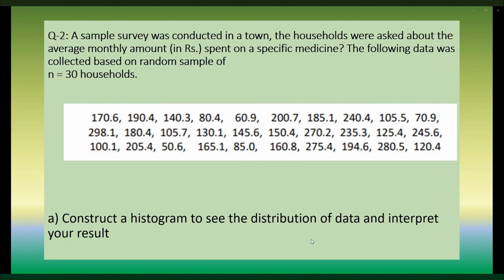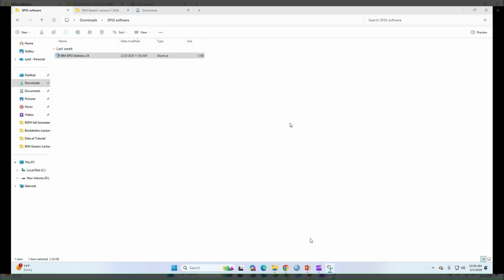Our second question is: a sample survey was conducted in a town. The households were asked about the average monthly amount spent on a specific medicine in rupees. The following data was collected based on a random sample of n equal to 30 households. Here the values are 170.6 rupees, 190.4 rupees, and so on. The last value is 120.4. Part 1, or part A: construct a histogram to see the distribution of the data and interpret your result.